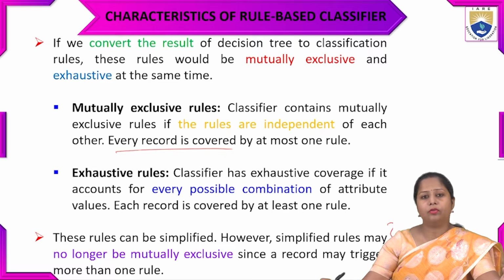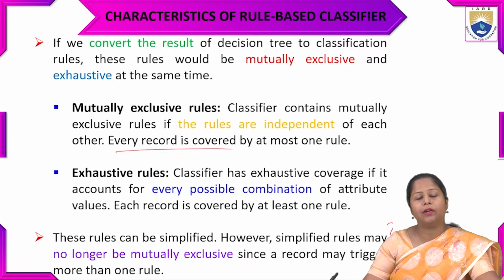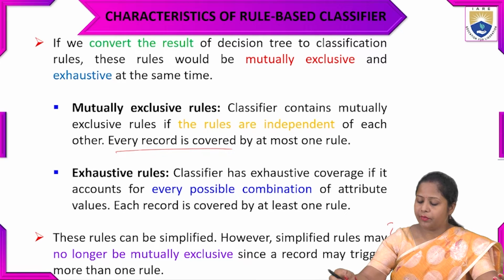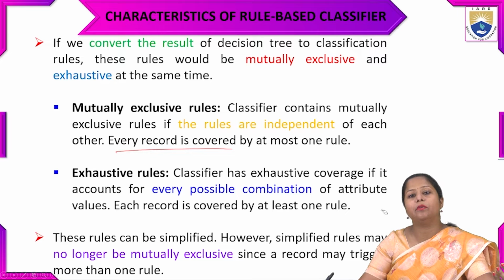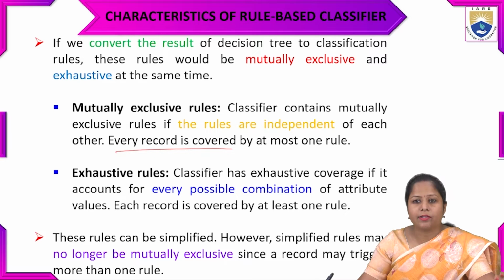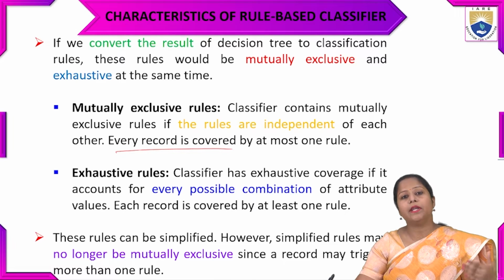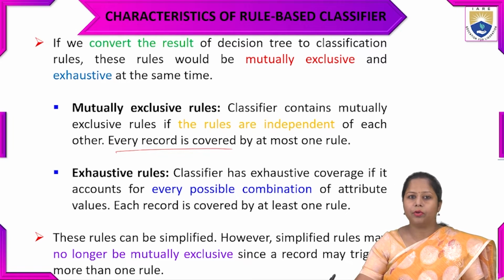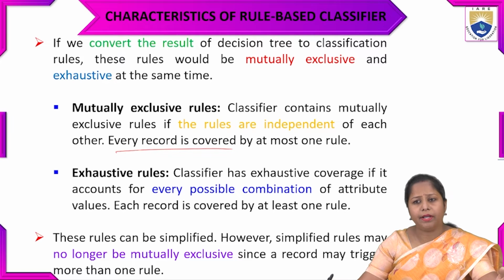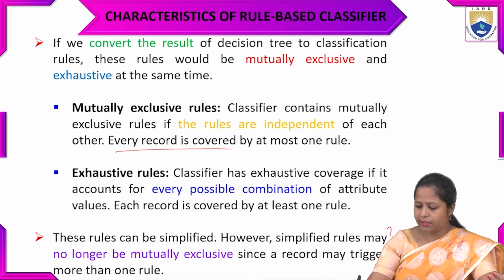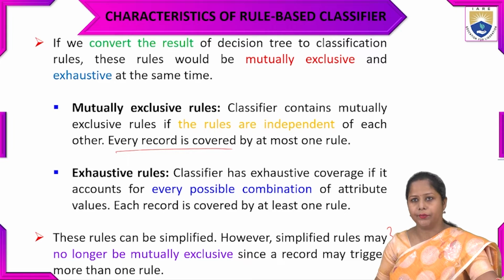These two kinds of rules can also be simplified. However, the simplified rules may no longer be mutually exclusive, since a record may trigger more than one rule. If more than one rule is covering or triggering, then it will not be mutually exclusive. So that is one property of the exclusive nature.